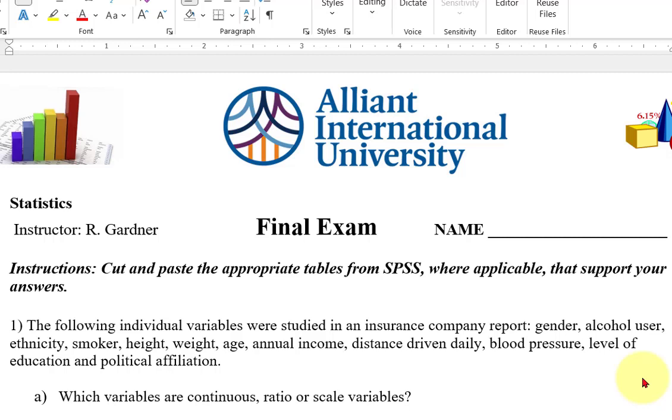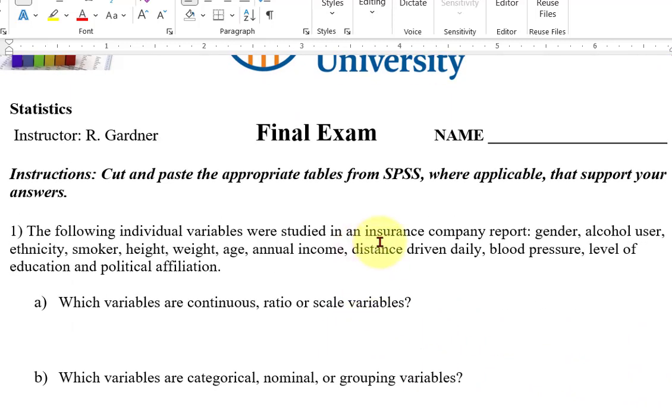I'm making a video for the final exam part 2 answers. I will be short. So question 1 gives you a bunch of variables, and part A is which ones are continuous. So remember, continuous is like a regular number that can have fractions and decimals, and where 0 means there are none there, right? So that's the most used variable, the continuous variable.